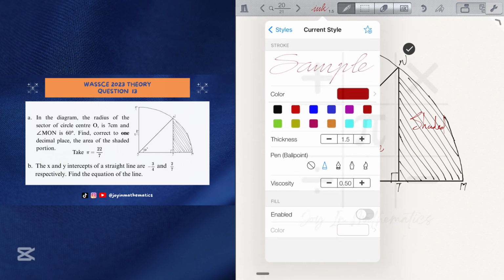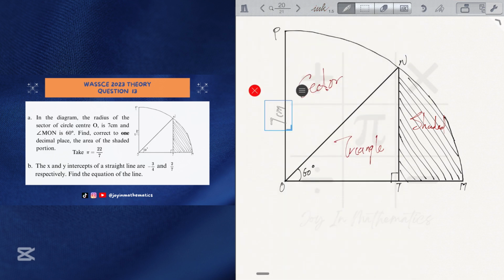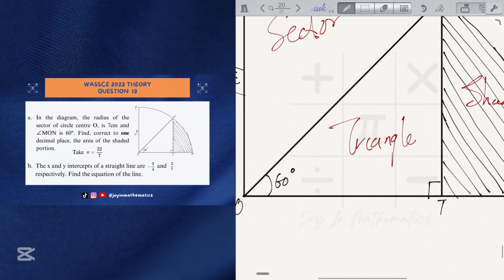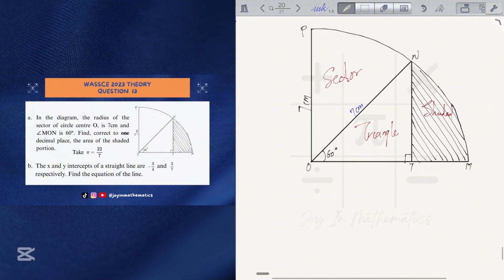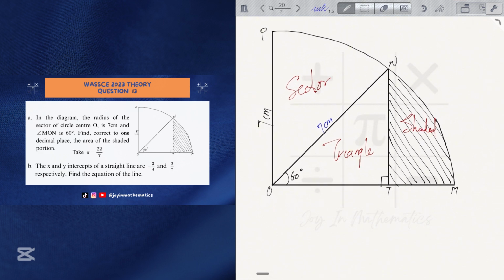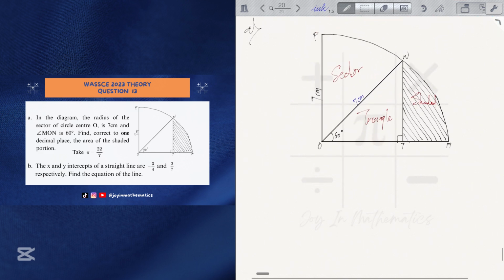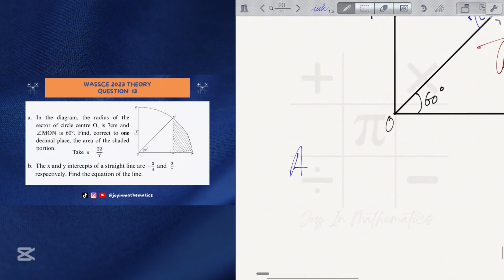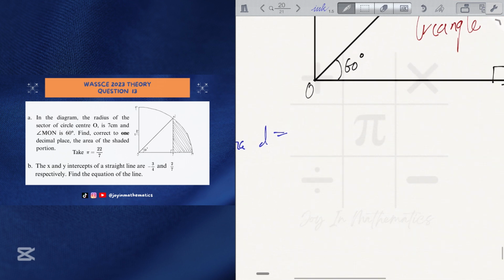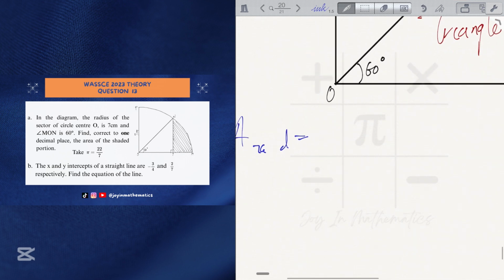Alright, so what is the length of the radius? If this is 7 centimeters, then definitely this is also 7 centimeters. So to evaluate the area of the shaded portion, we have to take the area of the whole sector, because this whole thing here is a sector. So we will say the area of shaded portion, let's write it out. Area of shaded portion is equal to the area of the whole sector.